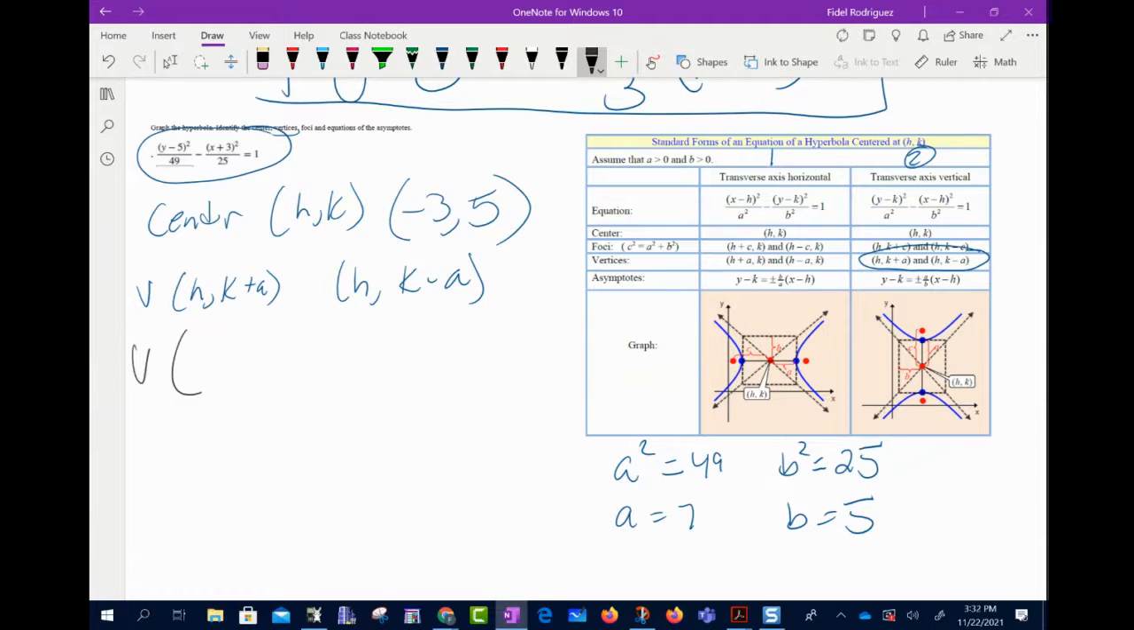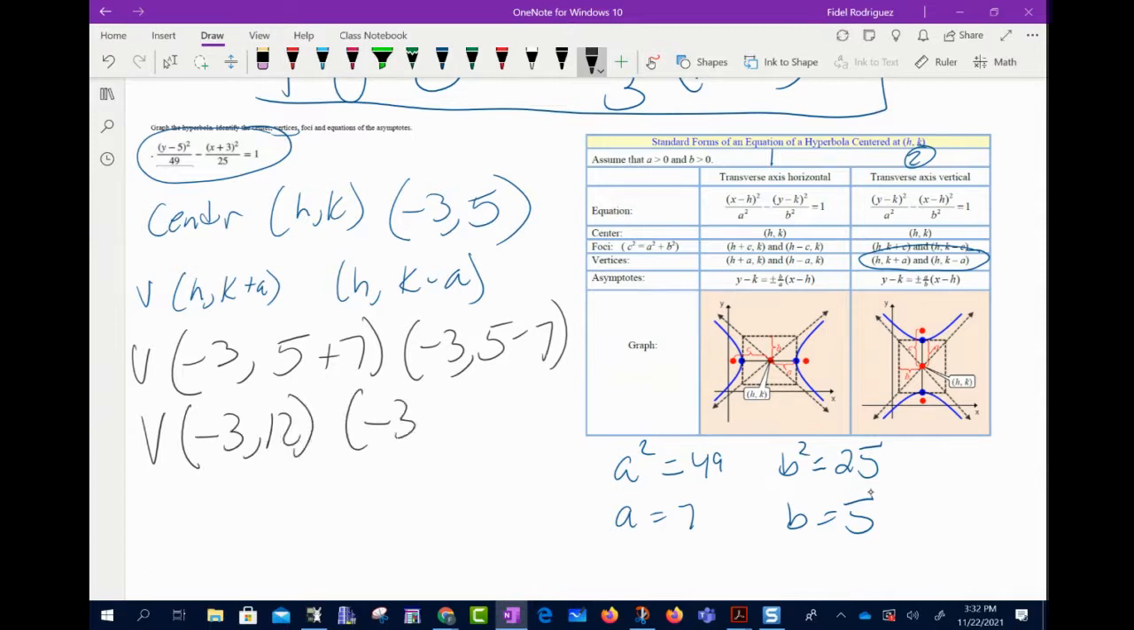Okay, let's find the vertices. h is -3, k is 5 plus 7, and h is -3, k is 5 minus 7. So my vertices are going to be (-3, 12) and (-3, -2). So far, am I doing okay? Okay, I'll slow it down.